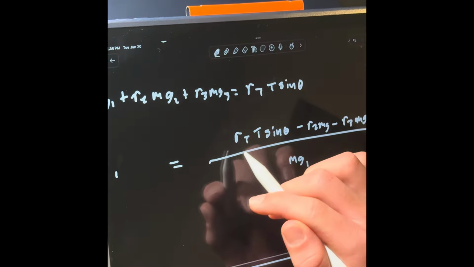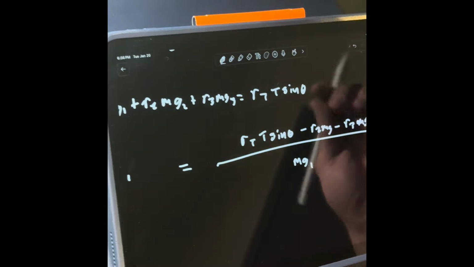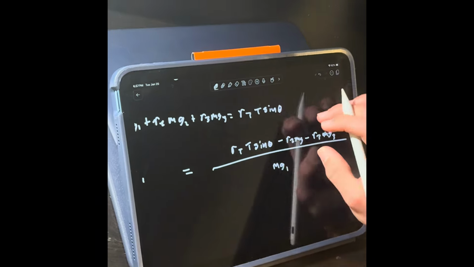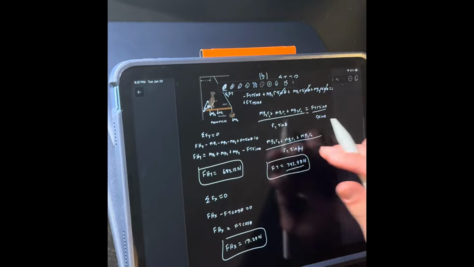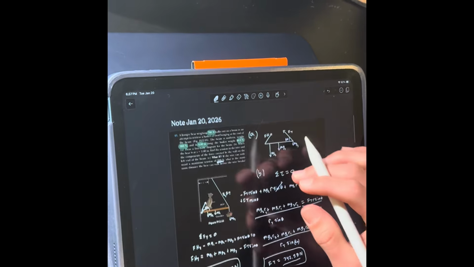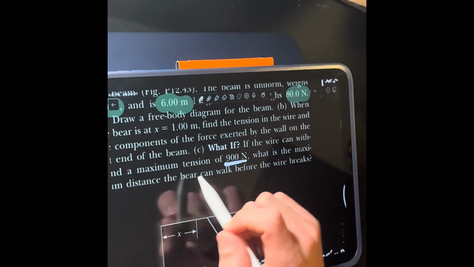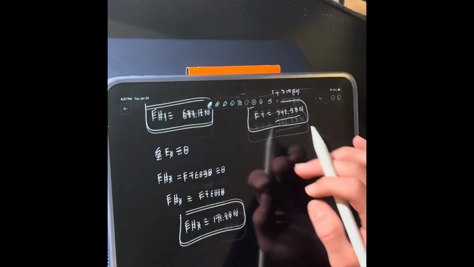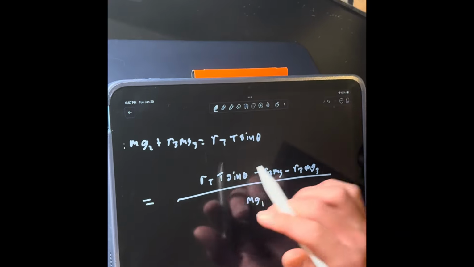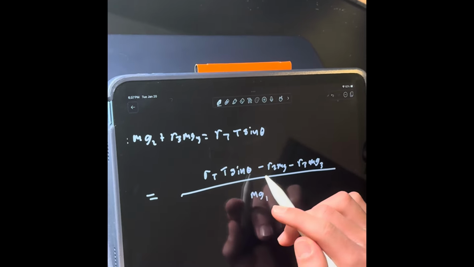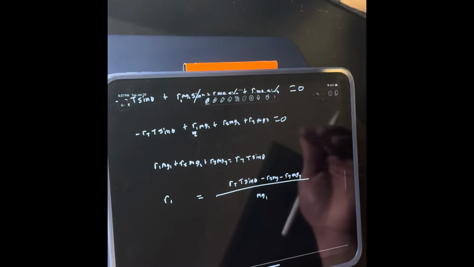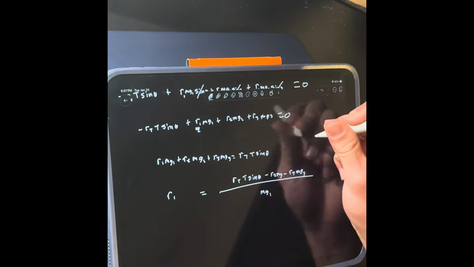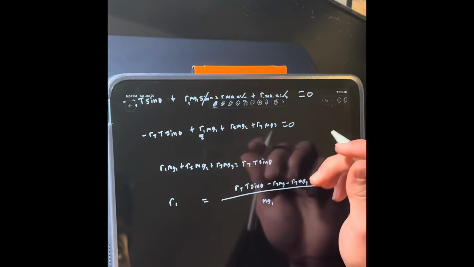So we know that RT, since tension is on the opposite side of the beam, is 6 meters. T was given to us in the problem. What was different in part B is that we had to solve for the force tension, but this time it says a maximum tension of 900 newtons. So now we know that the force tension equals 900 newtons. Sine of theta, theta is given as 60, so sine of 60, minus R2, which is the beam. The beam is 6 meters long, so 6 divided by 2 would be 3 meters away from the axis of rotation.